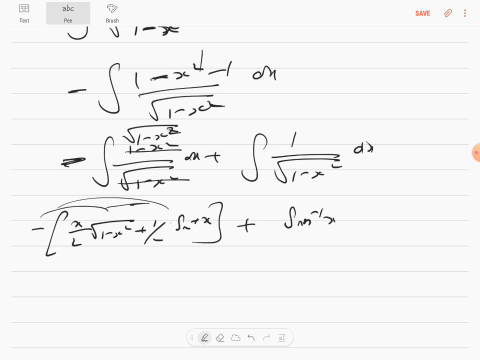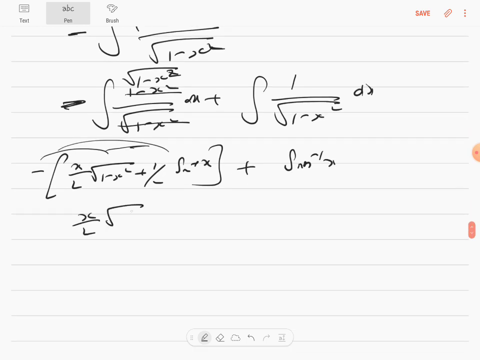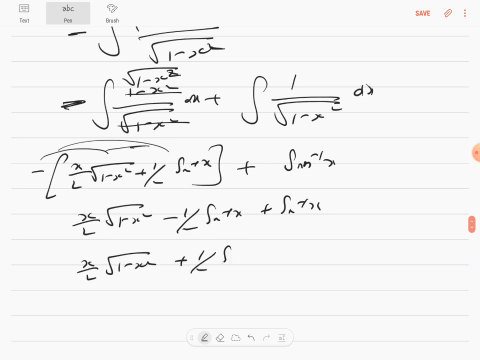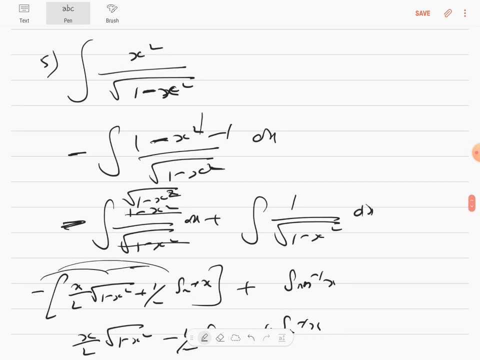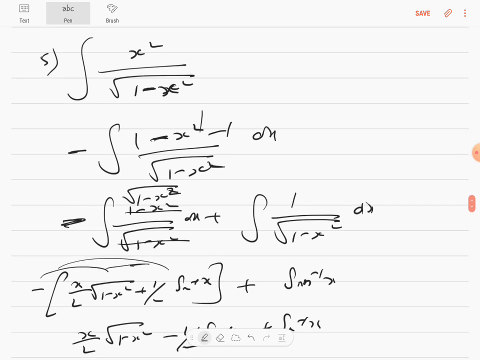You can bring the negative sign inside, it will be x by 2 root of 1 minus x square minus half sine inverse of x plus sine inverse of x, which will be x by 2 into root of 1 minus x square plus half sine inverse of x plus c. That will be the answer for this. So when it's quadratic and quadratic, this is the format we have to adopt.